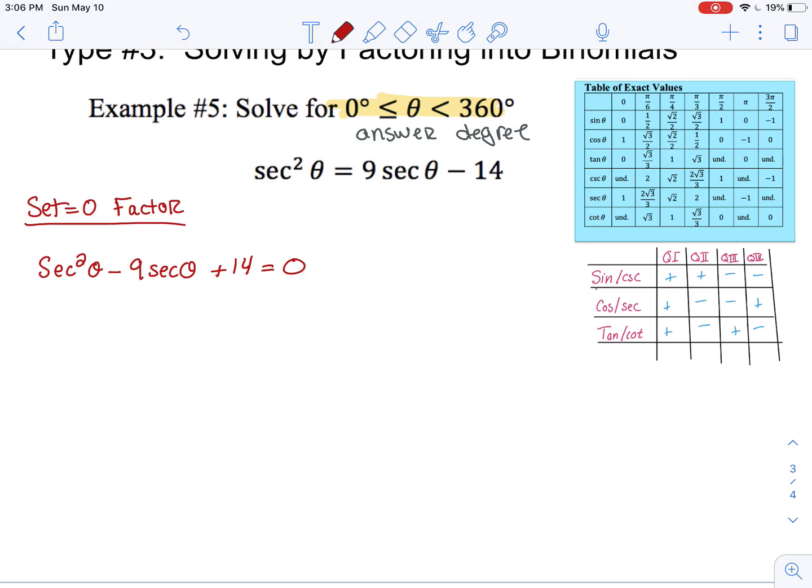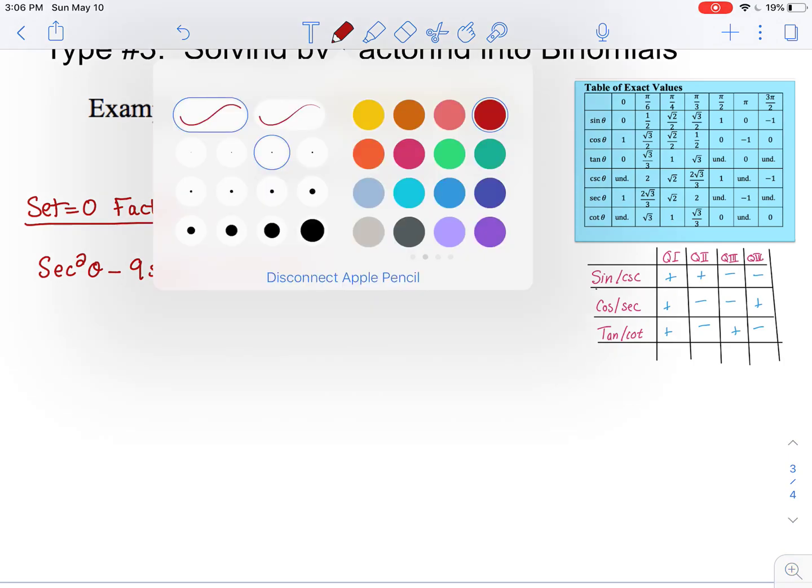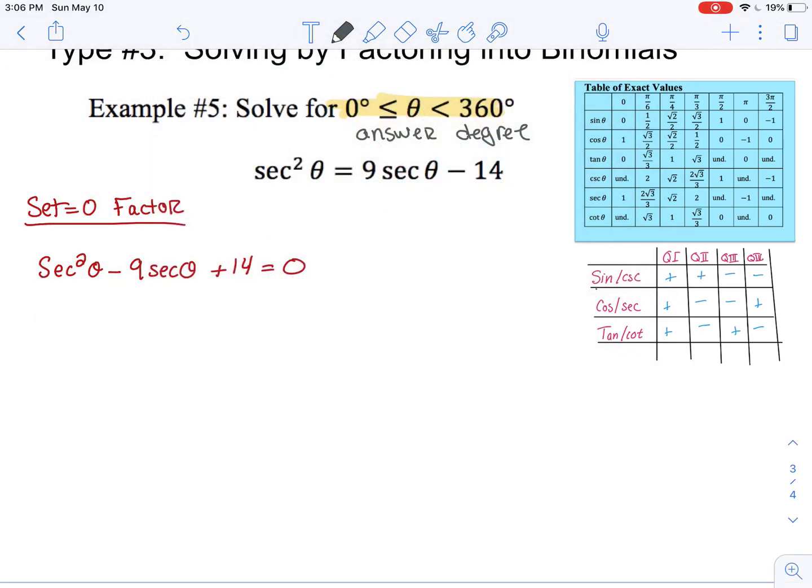So sometimes when we have those trig functions in there, the secant in there, it's hard to see how to factor this. So one option that you have is that you can say let a be equal to secant theta. So we can rewrite this as a squared minus 9a plus 14 is equal to 0. Then it's easier for us to see that this will factor to a minus 7, a minus 2.